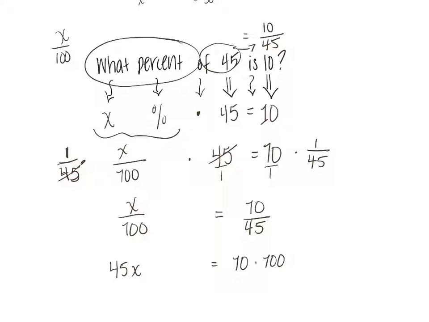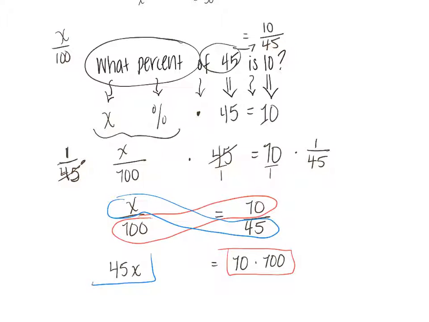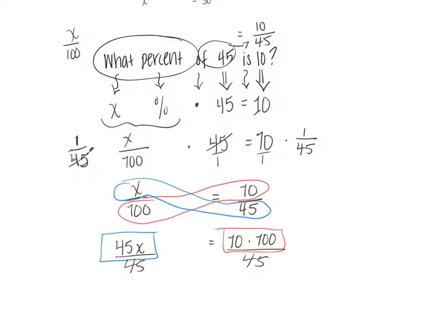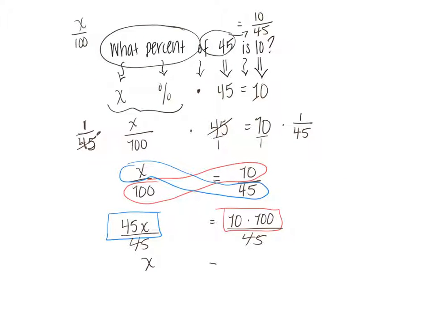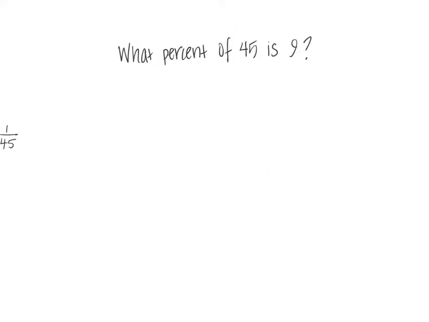Then I end up dividing both sides by 45, divide both sides by 45, and my X equals something like this, which is a very small number. Okay. Do me a favor and set this up as a ratio, and we'll check your answer when you're done.